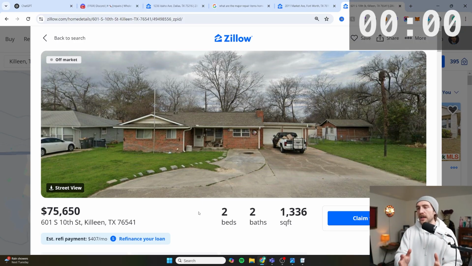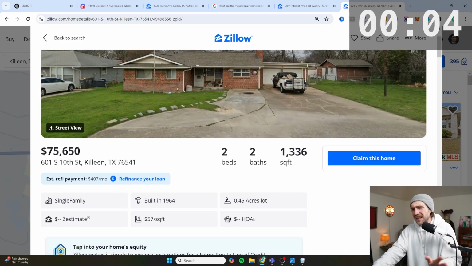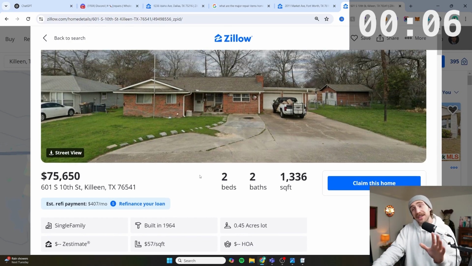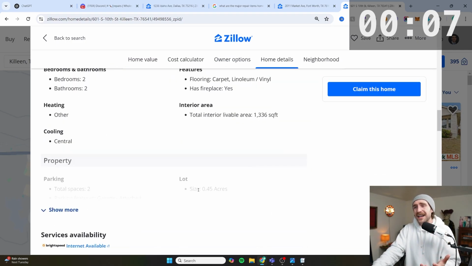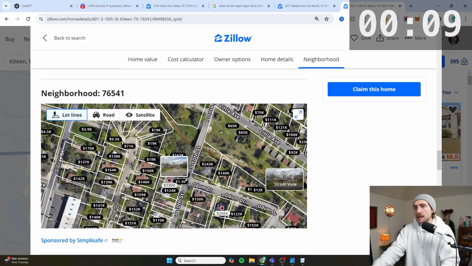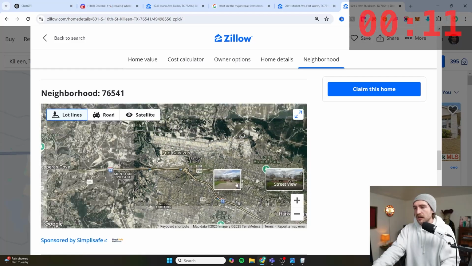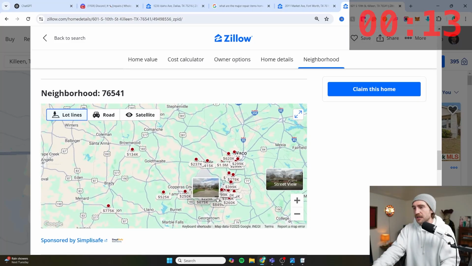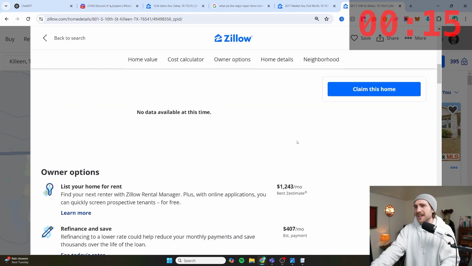Okay, so we have a 2-bedroom, 2-bathroom. I like that this is a brick house, 1,300 square feet. Looks newer. Looks like it's an 80s build. Oh, 64 build. It's not too new, and it's in Kylene. Where the heck is Kylene? I'm over 10 seconds. No. Waco, I'm going to say 50,000.